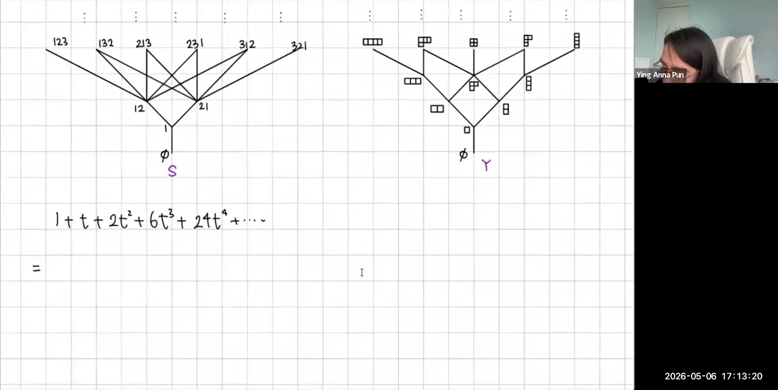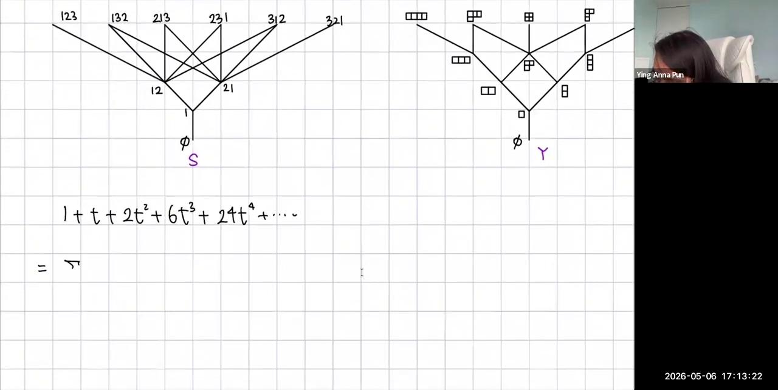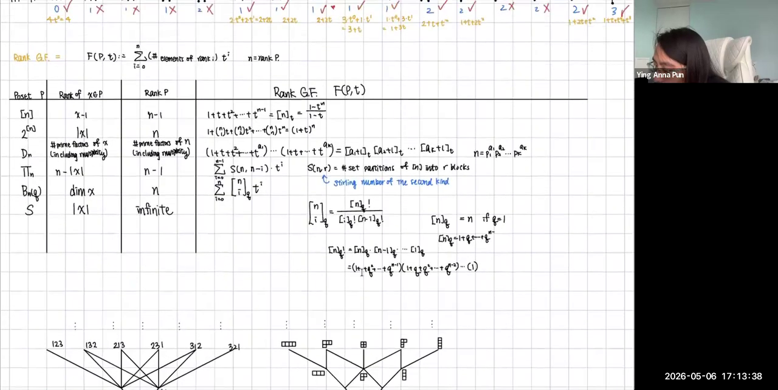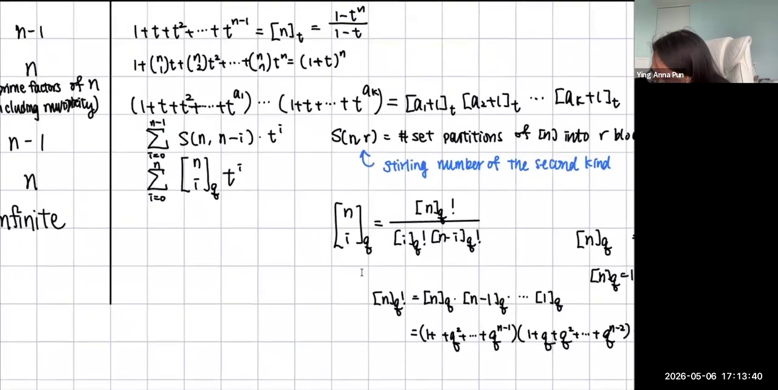And then if you write it in summation form, it's the sum over n from 0 to infinity of n factorial times t to the power n. Okay, well, that's just that. And yes, that's the answer. But there's nothing interesting here. It's just n factorial t to the power n.